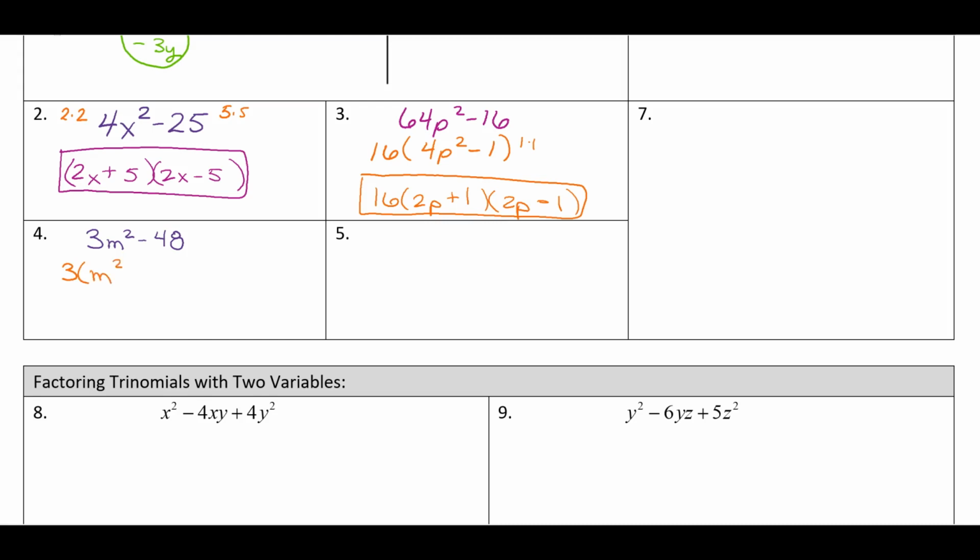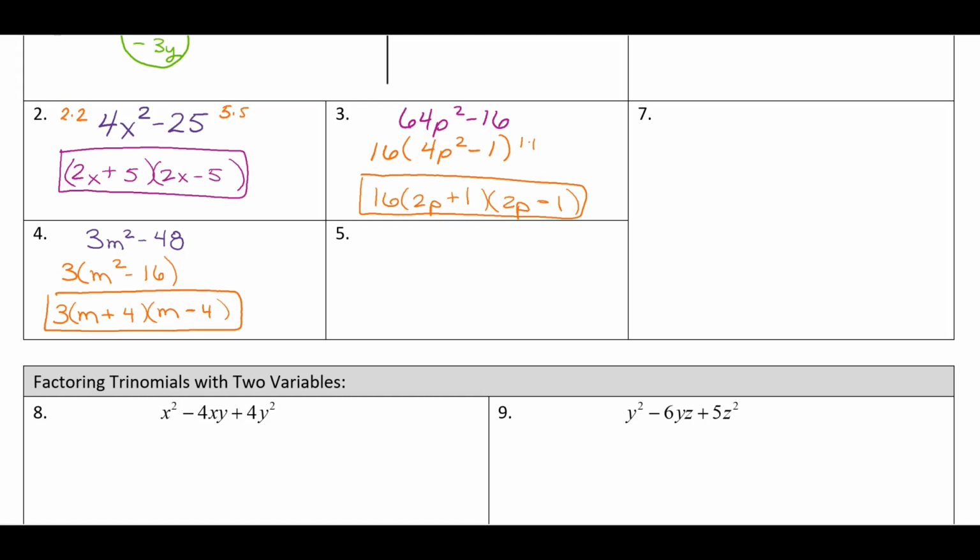And we're left with m squared minus 16. Let's see, 3 goes into 48 sixteen times, yeah, 16. So now we can see that m squared is a perfect square and 16 is a perfect square. So now all we have to do is finish factoring. So this is a difference of perfect squares. So we have m and m, plus and minus 4 and 4. So this here is going to be our finished answer.